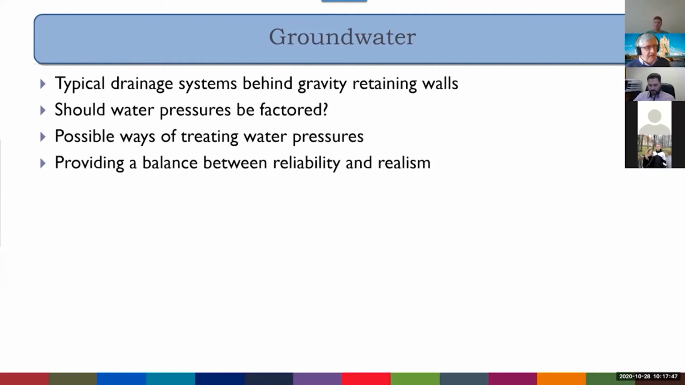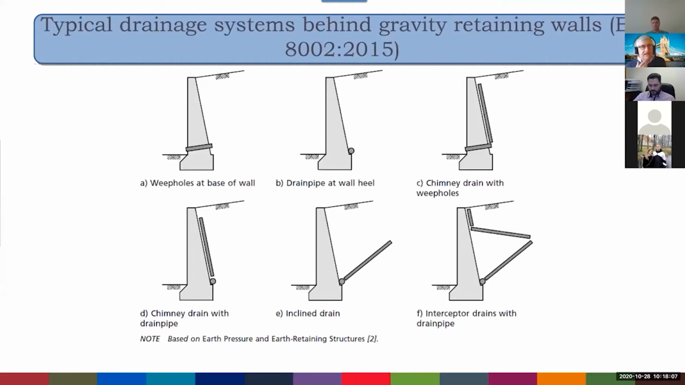And we need to think about drainage systems, which can be used to control the water. We also need to think about how we introduce reliability into our water pressure calculations. How can we treat water pressures? And how do we avoid going overboard in our safety requirements? So let's first of all talk about drainage systems, and I'm going to concentrate here on the gravity wall type wall, where there's a variety of techniques that we can use.